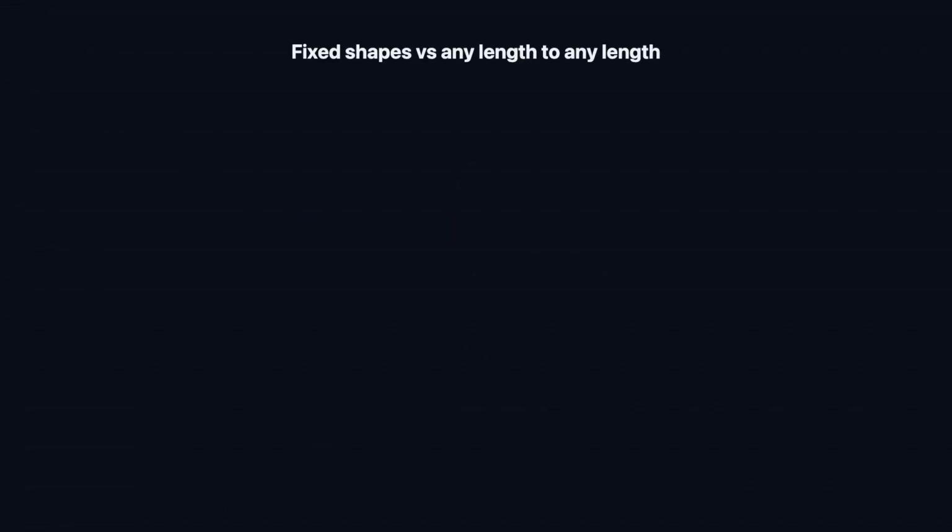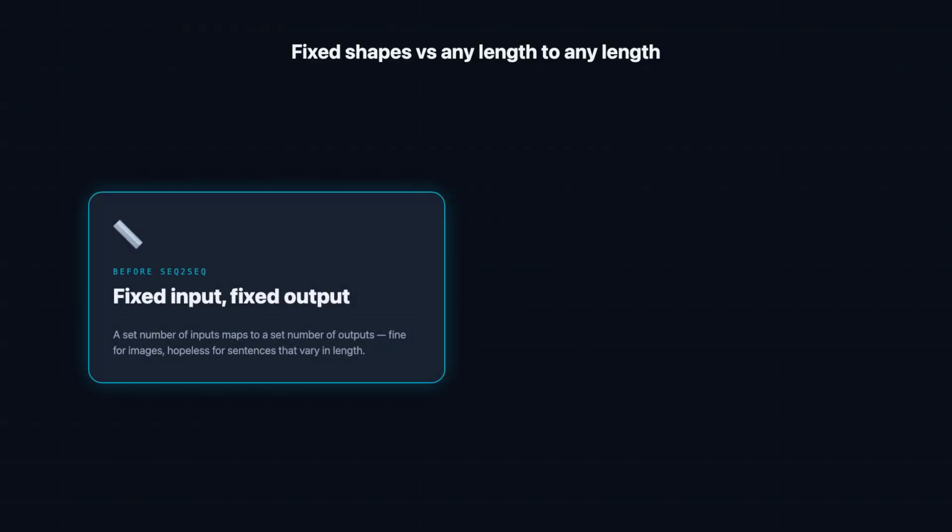Now, to appreciate what this unlocked, compare it to what came before. Earlier neural setups mostly assumed a fixed shape, a certain number of inputs mapped to a certain number of outputs, which is fine for classifying an image, but hopeless for language. Sentences vary wildly in length, and you can't rework a whole model every time a phrase gets longer or shorter. Variable length mapping was simply out of reach.